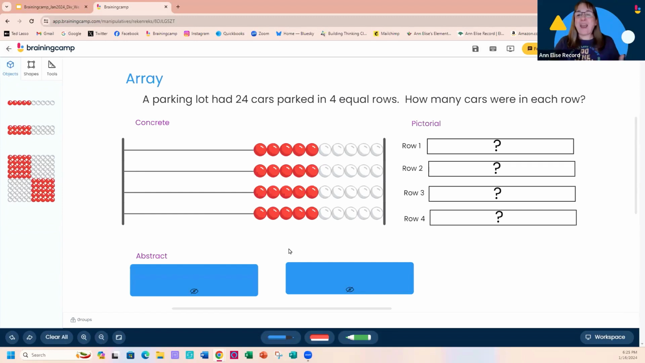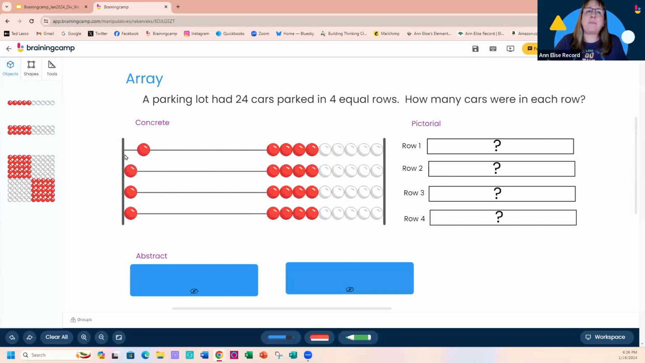Okay, so for an array story problem, a parking lot has 24 cars parked in 4 equal rows. How many cars are in each row? This is kind of that fair share, right? So I know that this is 4 rows. If I have 24 in all, how many can fit if I have the same in each of these rows? So this is, again, that fair share where the kids are going to say, well, I can take 4 and then I can give 1 to each row. So each one has 1.